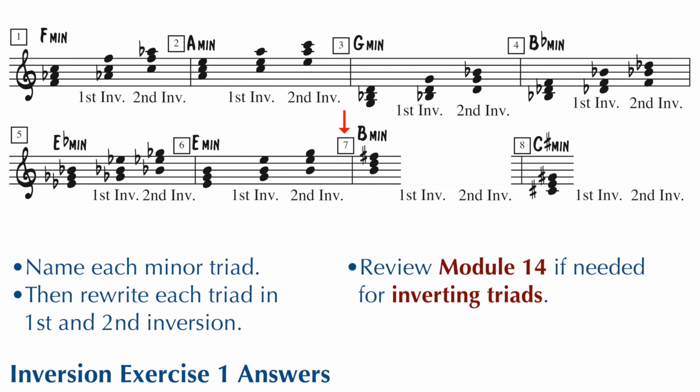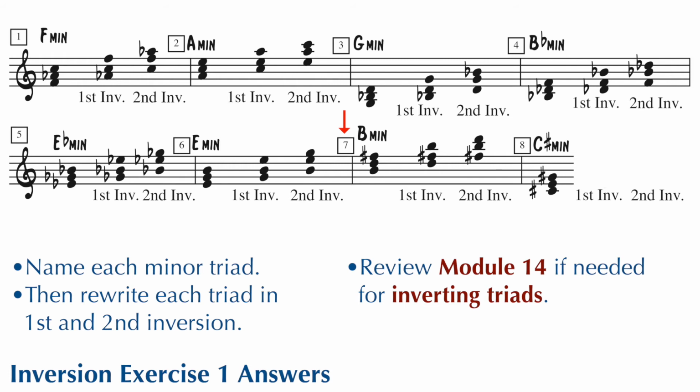Number 7 is B minor. To change that root position B minor to first inversion, we're going to raise the root an octave so that B goes up. Now we have a D, the third of the chord, in the bass, or as the lowest note. D, F sharp, B, first inversion, B minor.